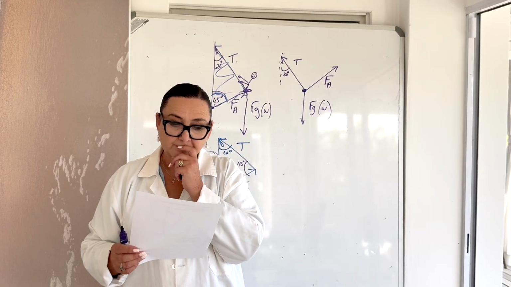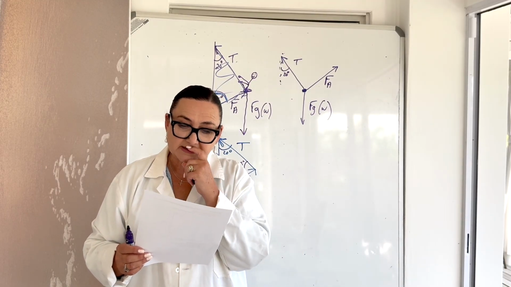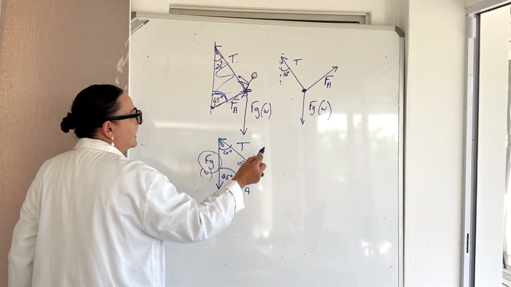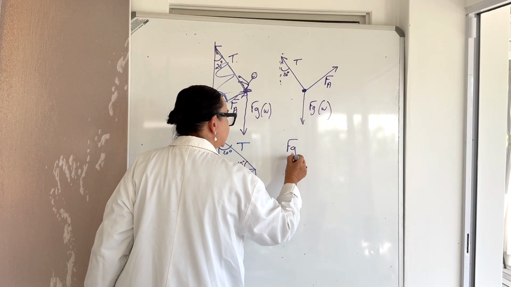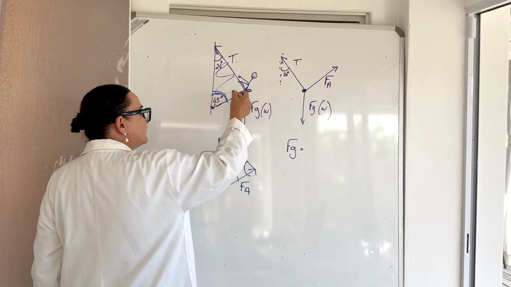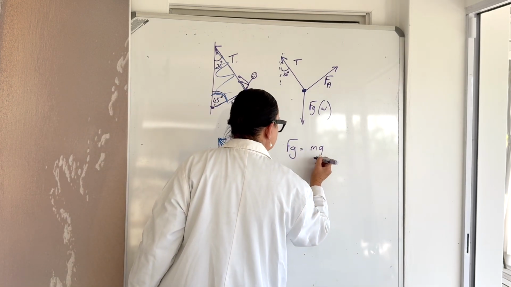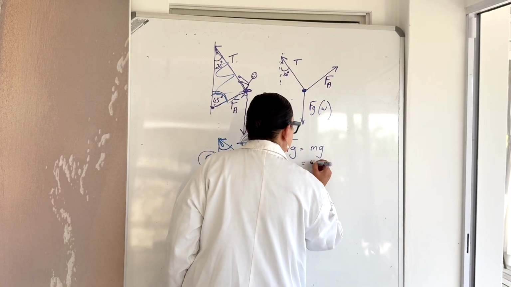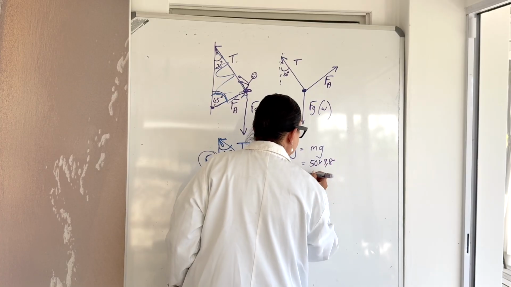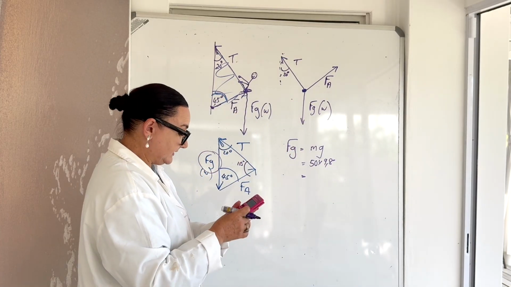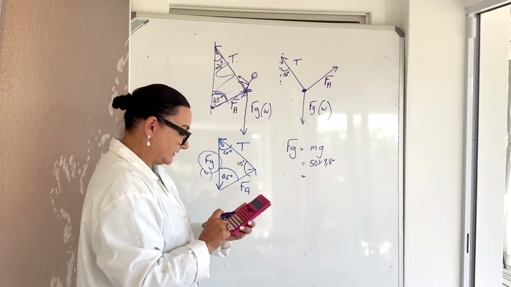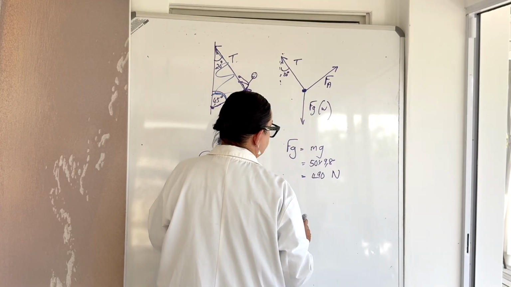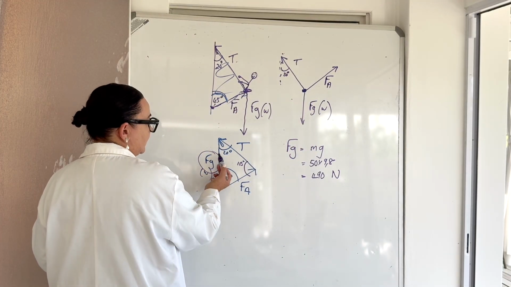They gave me that her mass is 50 kilograms. And the moment I've got the mass here, I can work out Fg, the gravitational force on this girl, which equals mg. Her mass is given as 50, times 9,8. Let's work that out. So 50 times 9,8 gives me 490 Newton. So now you see I've got this one.